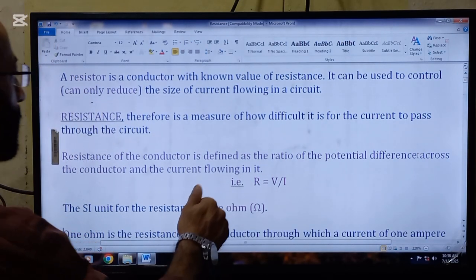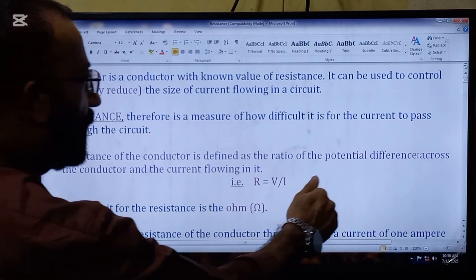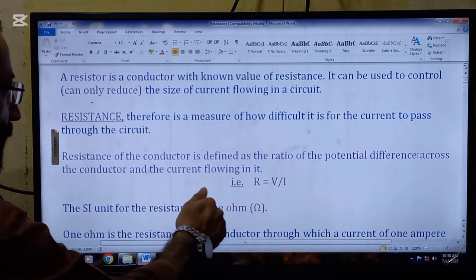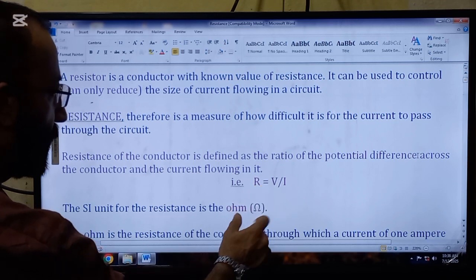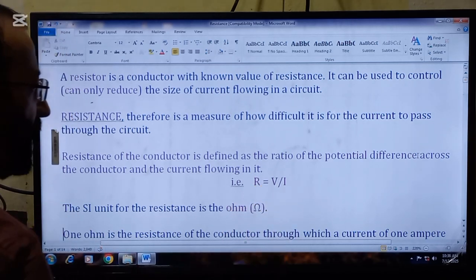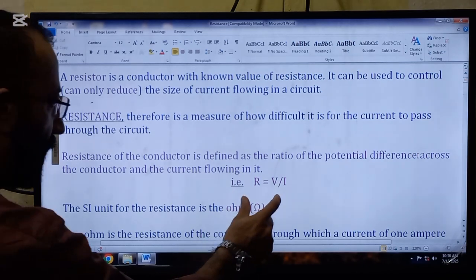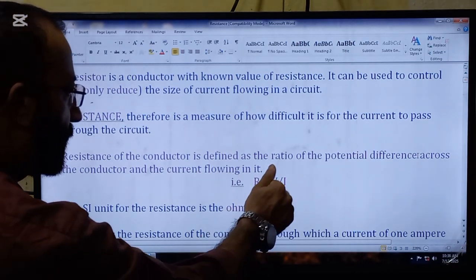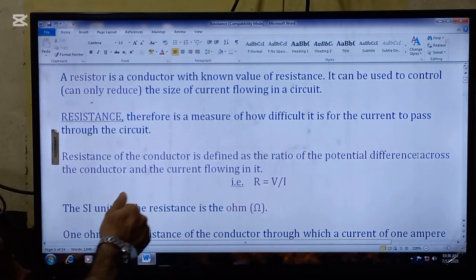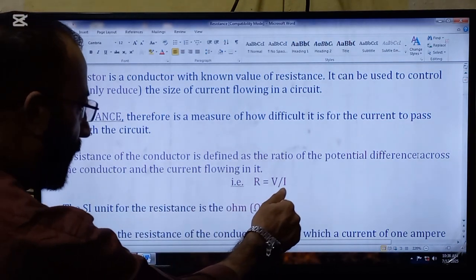Resistance of the conductor is defined as the ratio of the potential difference across the conductor and the current flowing in it. Here is the equation. R is equal to V over I. So from the equation we can see it is the ratio of the potential difference across the conductor and the current flowing in it.